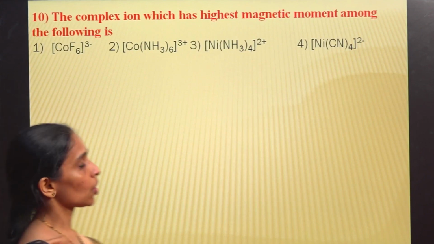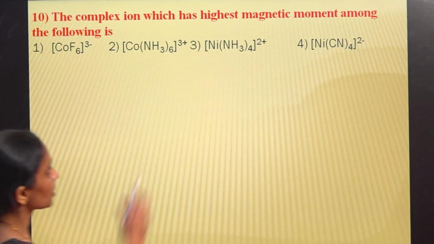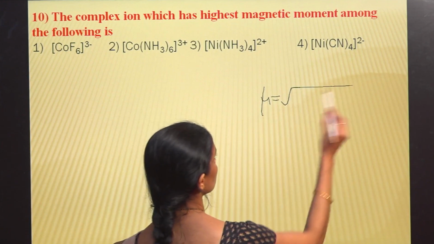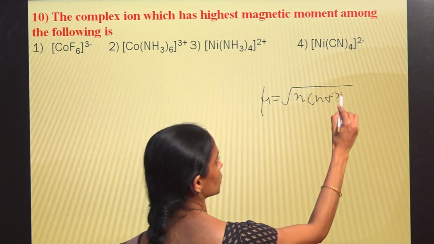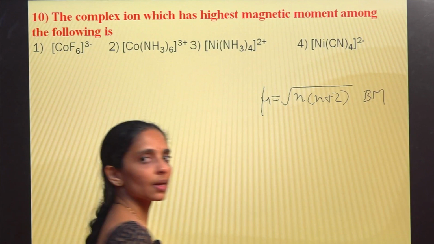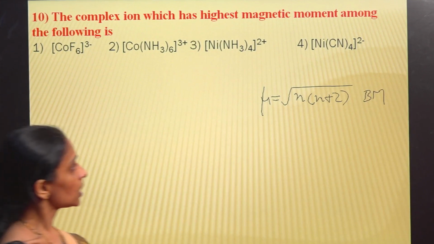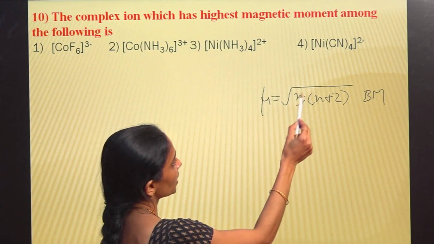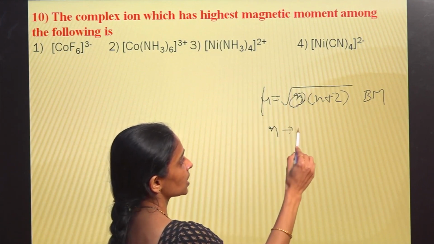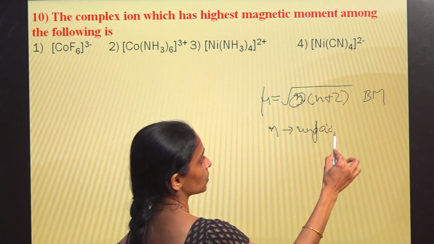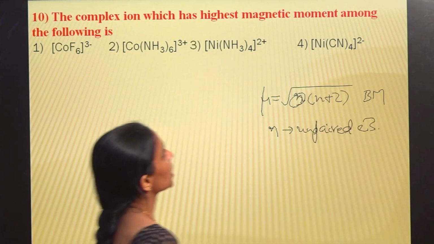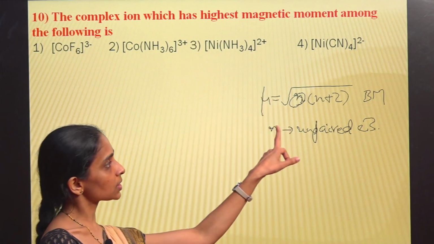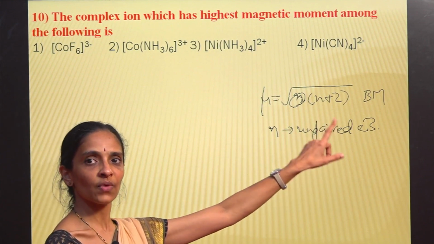This is a question on magnetic moment. So what is the formula for magnetic moment? It is mu is equal to square root of n into n plus 2 Bohr magneton, BM, the unit. So it's very clear from the formula that magnetic moment depends on n. What is that n? It is the number of unpaired electrons. Now, in order to have the highest magnetic moment, the complex must possess the highest number of unpaired electrons.